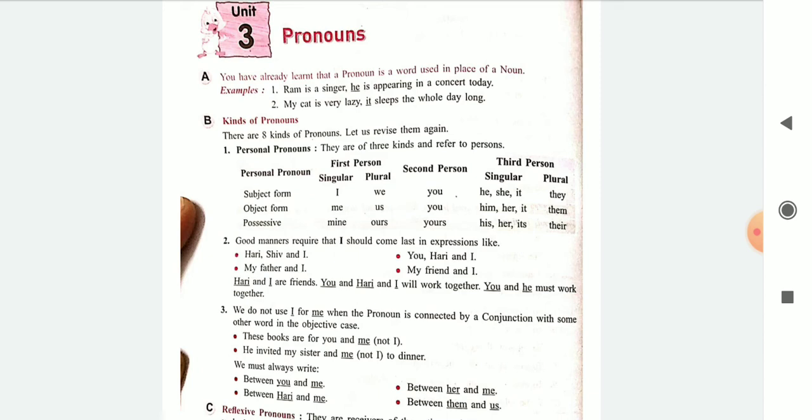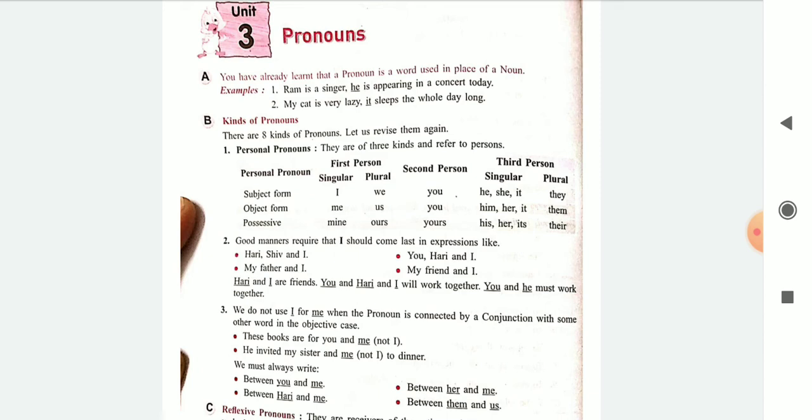First person is always I, me, mine. These are called first person. The second person is you, yours. Third person is when we are calling a third party, that is they, them, their. So these are the personal pronouns, and personal pronouns are further divided into first person, second person, third person.